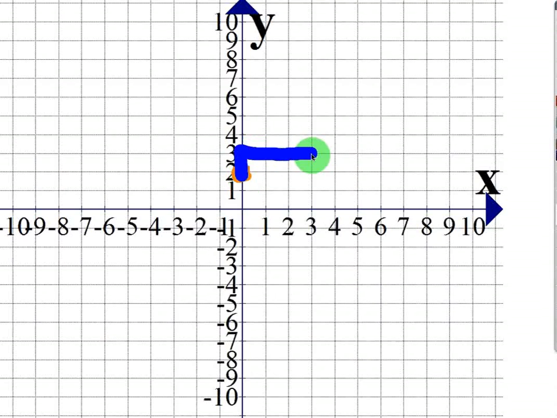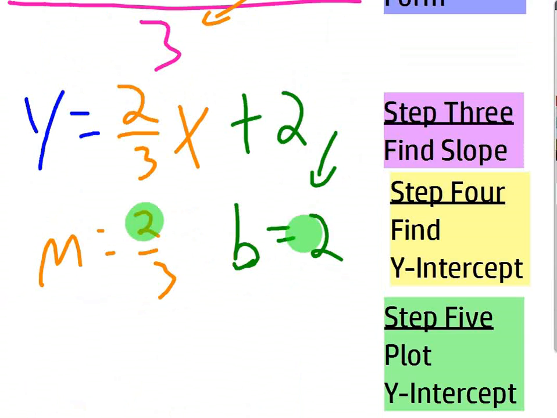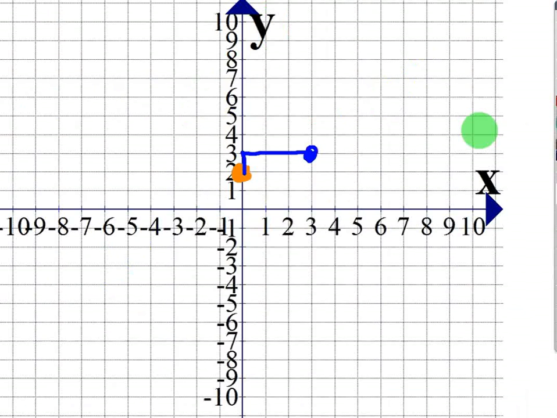So the point's going to be, that's a little bit too thick. Let's try this again. There we go. So the second point's going to go right there, and then we can just connect them with a line for the final step. Wrong graph. Oh no, that is the wrong graph. This graph. Okay. Not perfect, but that makes a line.